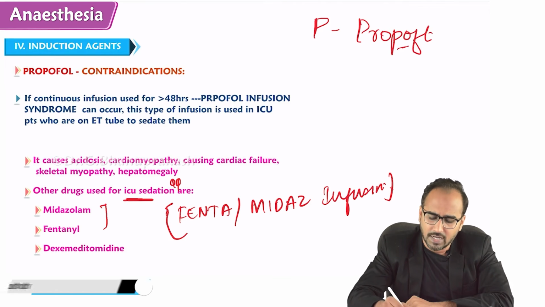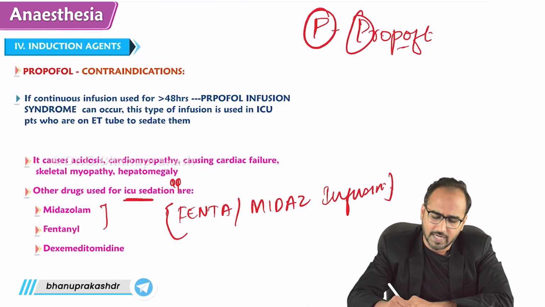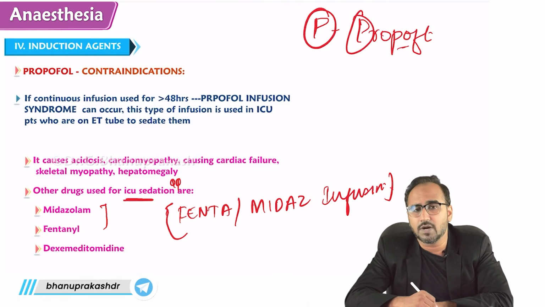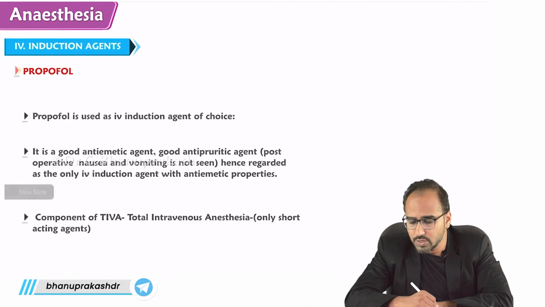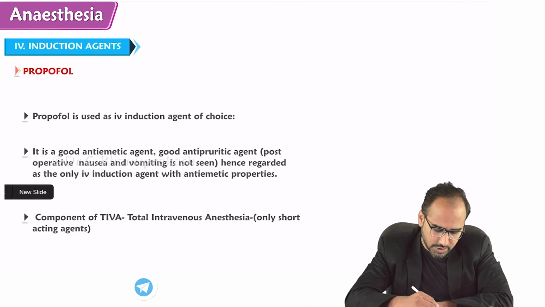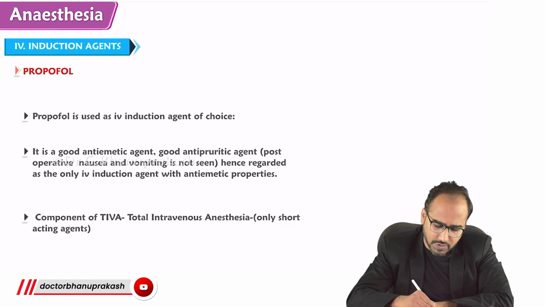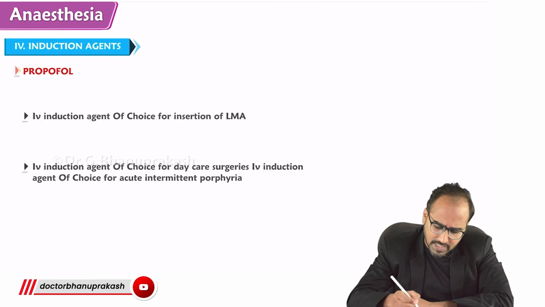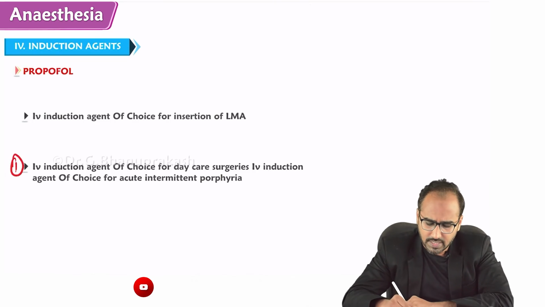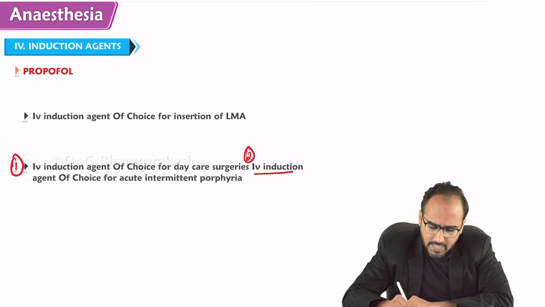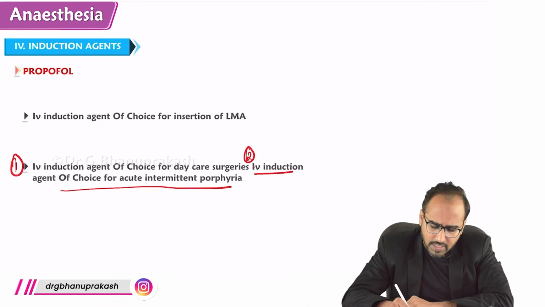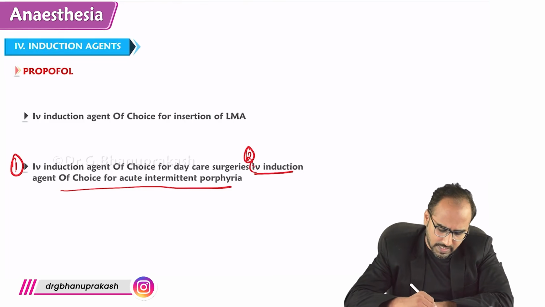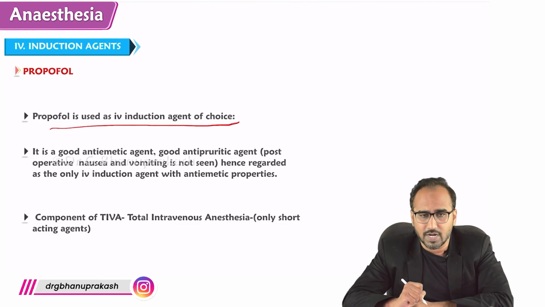So you need to remember propofol for porphyria, right? We are discussing the 5 conditions where propofol is used as an IV induction agent of choice. Very, very important guys. The first condition is day case surgery. Second, it is an IV induction agent of choice for acute intermittent porphyria. The third is what?